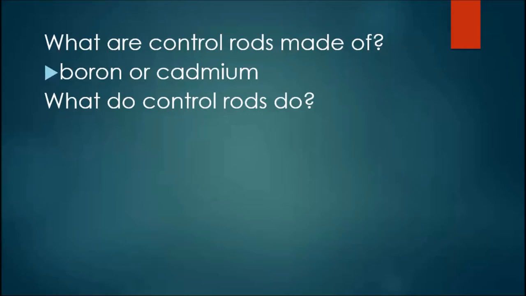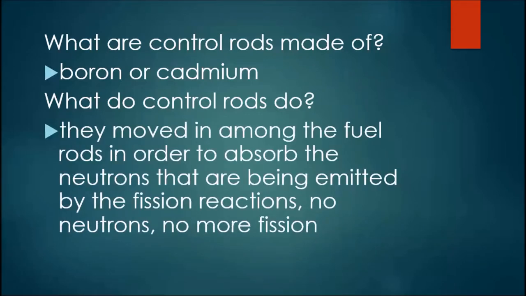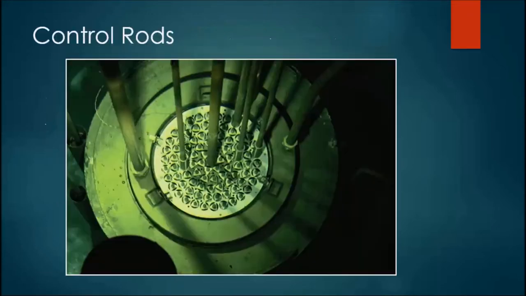What do the control rods do? They absorb the neutrons. You insert them in, they absorb the neutrons, and it stops the chain reaction. That's their job, to stop the chain reaction by absorbing the neutrons. No neutrons, no fission. Here's some control rods being inserted into a reactor.